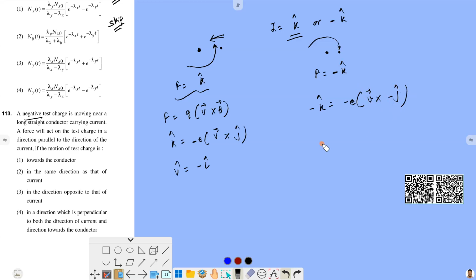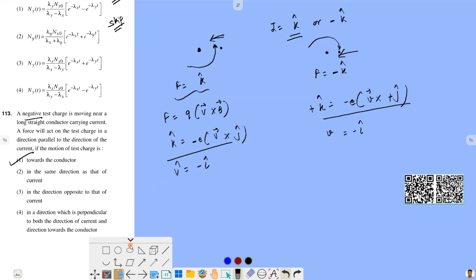And if we solve this again, we will find out that charge will be moving in the minus I direction. Why? Because this minus minus gets cancelled, and we have the same formula as the previous one. So in both of the cases, charge is coming towards the conductor. So that will be the right answer. That option 1 is the right answer here.